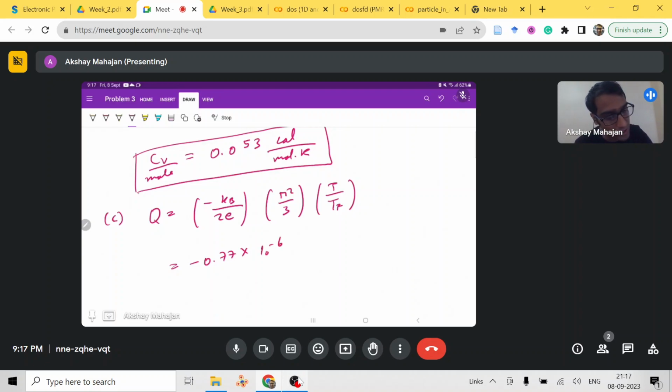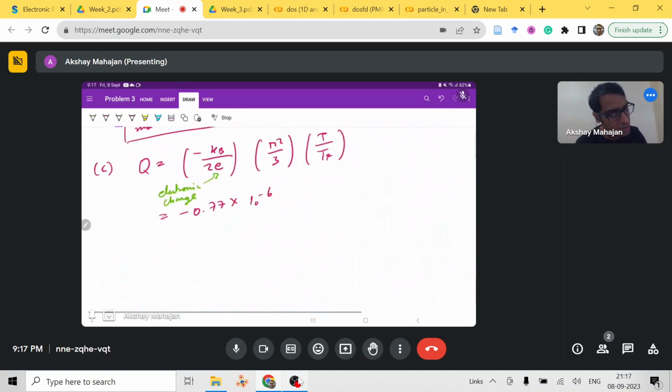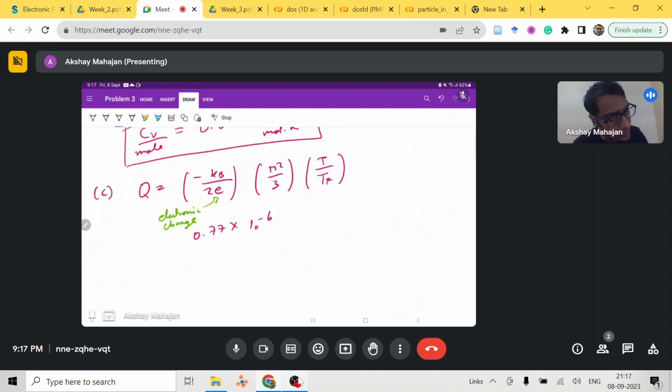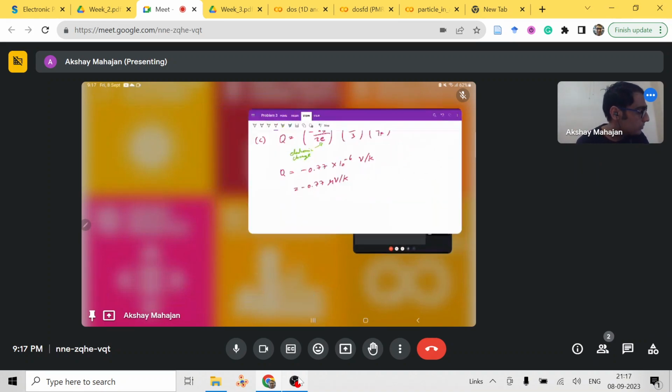e is the electronic charge. Alright, and all the values are provided here. Electronic charge e is also provided. You just put the values in, and you can find that the value that comes as Q comes as minus 0.77 into 10 to the power minus 6 volt per Kelvin, or you can write it as minus 0.77 microvolt per Kelvin. Alright, that is our Q.